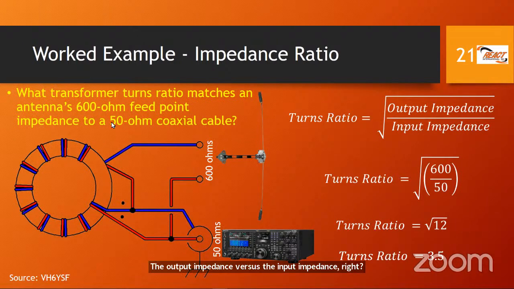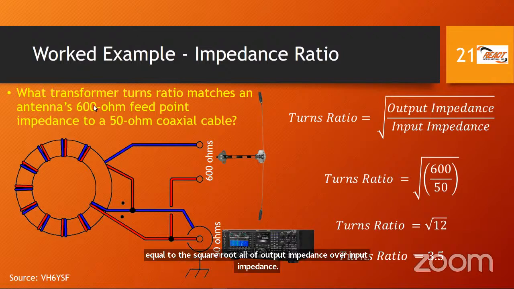So did they give us that? Yes, the input impedance is 50 ohms, right? So we have the 50 ohm feed line coming from the radio here. So that's 50 ohms. And then we have the output impedance, which is the antenna. It's 600 ohms at the antenna. And we want to match these two. Yes, we can. So we use our trusty formula. Turns ratio is equal to the square root of output impedance over input impedance. So we substitute output impedance 600 ohms, and here we go in the next equation.